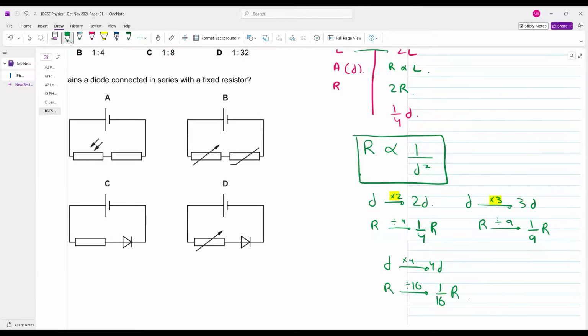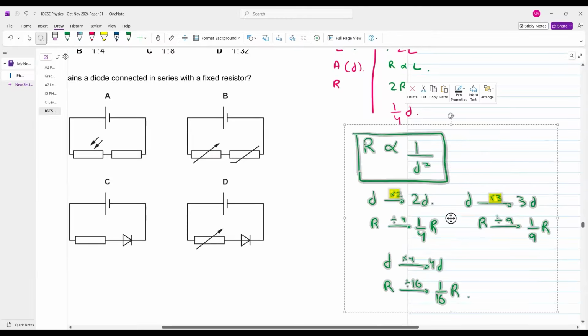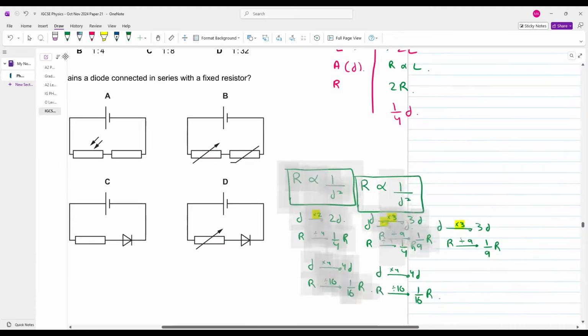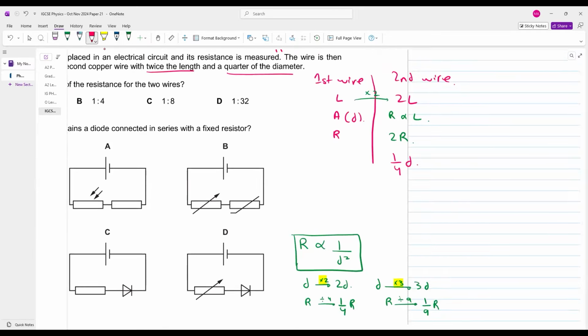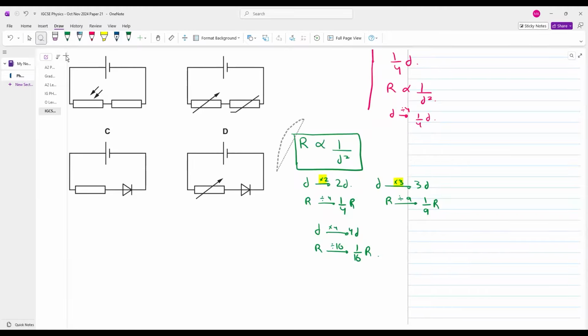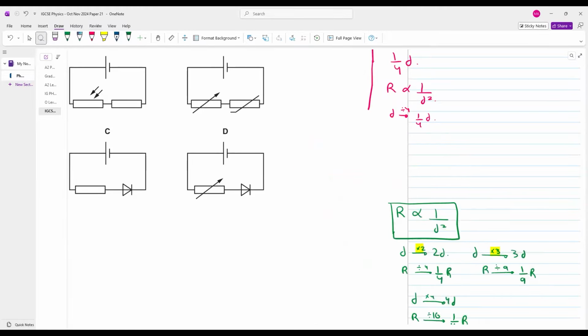Now here, what is happening? Your diameter is going from D to 1/4D. Your diameter is becoming 1/4. You remember this relationship? Resistance is inversely proportional to diameter square. Your diameter is going from D to 1/4D, divided by 4. So what will your resistance become? What did I tell you? Resistance will get multiplied by the square of this factor, that is multiplied by 16. Resistance will get multiplied by 16.